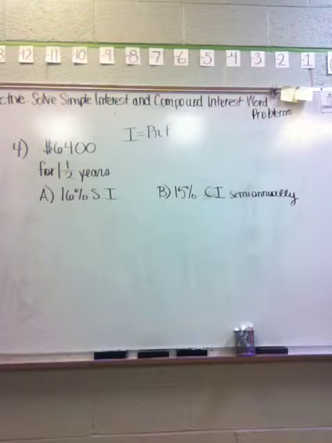Okay, is semi-annually like 25%? Okay, so 15%. B. Semi-annually. Semi-annually, yeah, twice a year. So it's 6 months. Semi-annually is every 6 months. So if you've got a year and a half, how long is that? You're going to have 3 6-month periods.